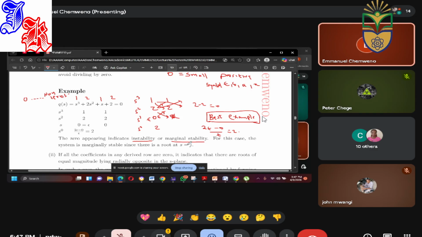For this case, S is equal to J, S on the J omega axis. It means it oscillates without increasing or decreasing because it's on the J omega. S is equal to plus or minus J. They occur in conjugates.